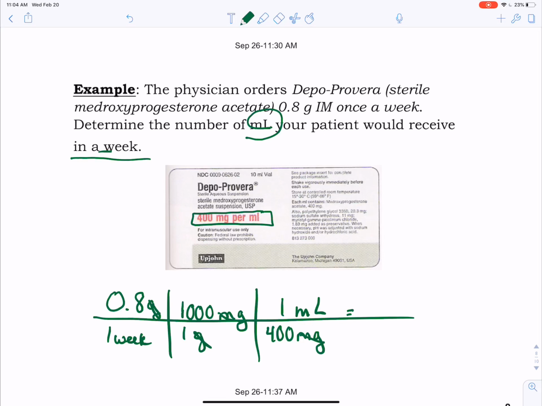When I do my 0.8 times 1,000, I get 800 milliliters over 400 weeks, because I haven't canceled out weeks. But I only care about in 1 week, so when I divide them, I know that it's 2 milliliters per week.